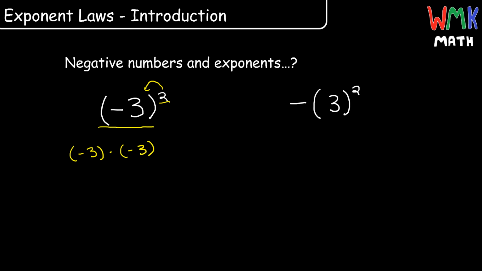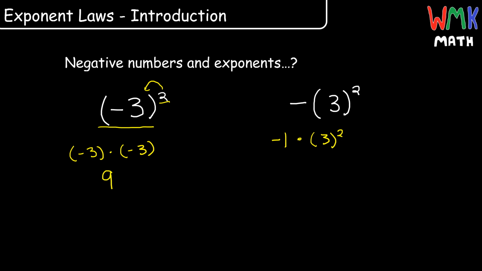-3 times -3 gives 9. So the first one gives 9. The second one, it's a little bit tricky. Notice how we have a negative outside of the bracket and then we have an open bracket. How do we think of this? You can think of it as there is a -1 in front, and then that's multiplied by whatever's inside the bracket, so that becomes 3 to the power 2.